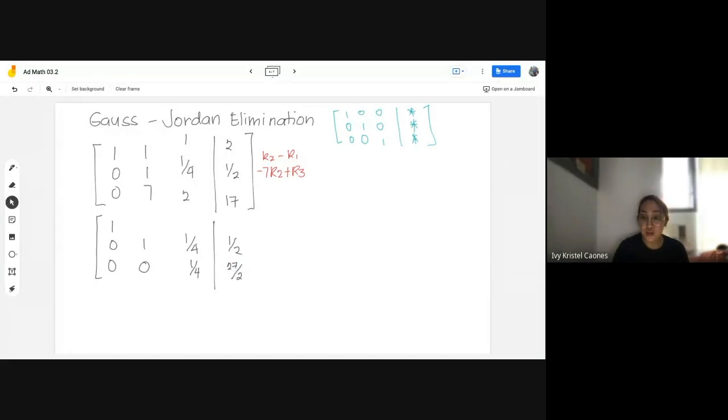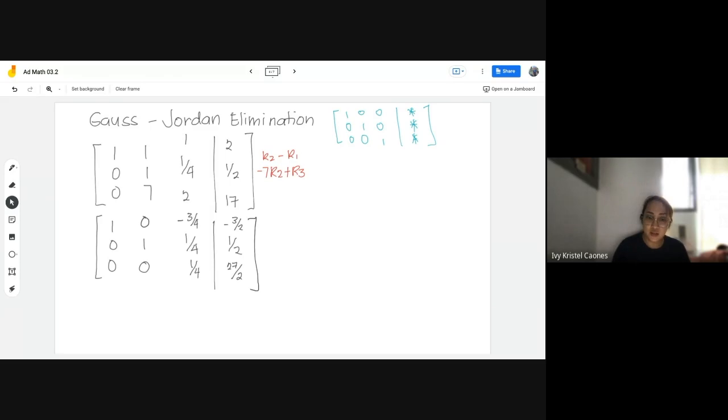Now we will solve the one above. That is R2 minus R1. That is 1 minus 1 is 0. Then 1/4 minus 1 is negative 3/4. Right? Then 1/2 minus 2 is negative 3/2. So yes, we can have negative values in our matrices during the operation.